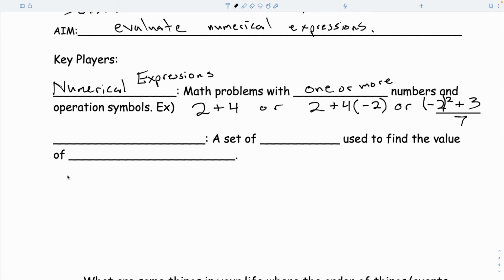I'm gonna pause you. Order of operations is how we're gonna solve it. So I have a little silly story. I got a note from our friend Sam the Caveman, and it's a set of rules used to find the value of numerical expressions.